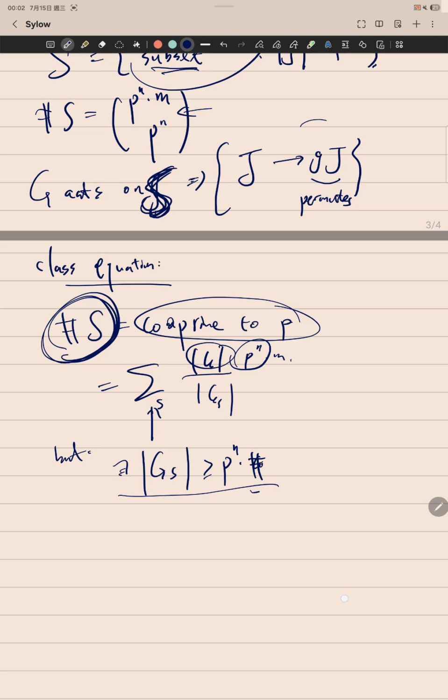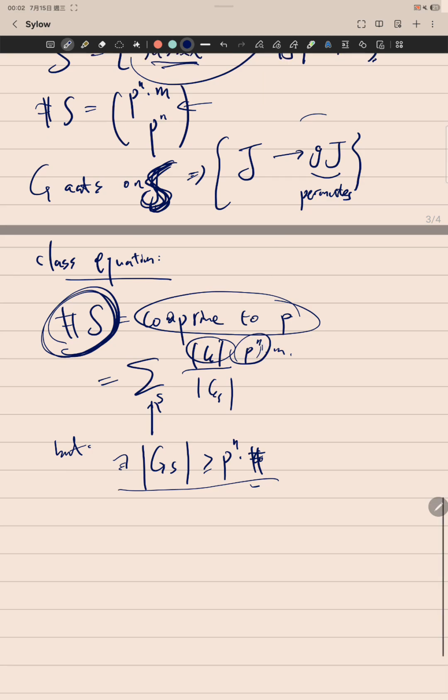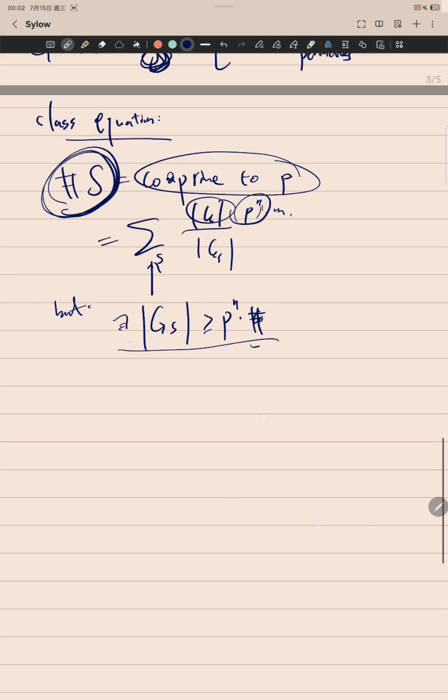So there must exist some stabilizer such that its size is greater than or equal to p^n, and it will basically consume all the p factors, all the p power. Okay, so we know there exists a G_S which is greater than or equal to p^n times something. The rest of our proof just shows that this something is actually 1. So now the rest is simple.